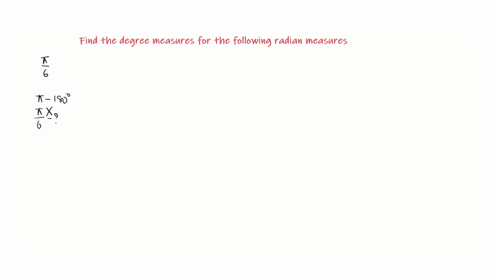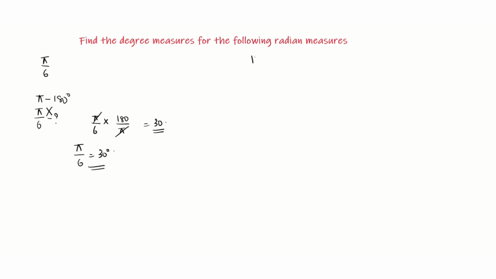To find out, we will cross multiply. We get pi by 6 into 180 divided by pi. So we get 30 as the answer. So we have pi by 6 radians is equal to 30 degrees.